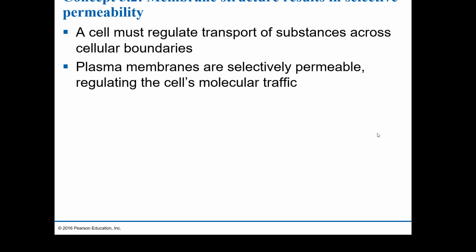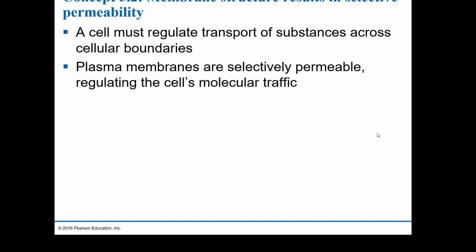Okay, so if we move on to concept 5.2, membrane structure results in selective permeability, you guys are probably going to do some experiments with this in lab, where you're going to do some diffusion and osmosis projects. So basically, a cell's got to move stuff across cellular boundaries. There's no reason why things should not be moved back and forth. Trash has to be taken out, good stuff has to be brought in.